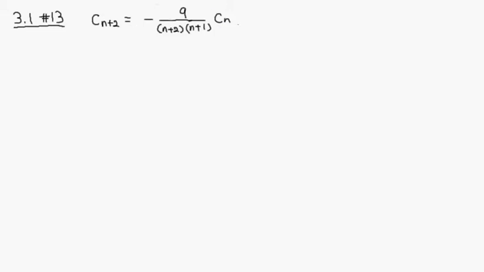So for now, I'm going to just do a little bit of rewriting. I'm going to write 9 as 3 squared, and that's just a minor adjustment. So 3 squared over (n+2) times (n+1) times Cn. All right. Since C(n+2) is defined based on Cn, there's no C(n+1). I'm going to divide into even terms and odd terms. So let's look at the even terms first.